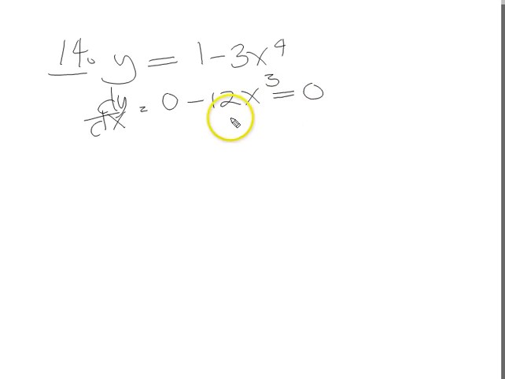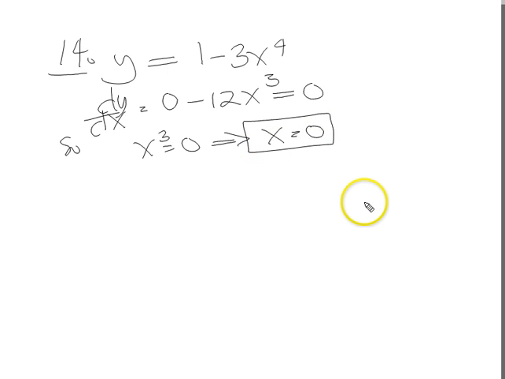So simply speaking, you've got minus 12x cubed, because that's nothing there, equals 0. Divide by minus 12 both sides. So we'll end up with x cubed is 0, won't we? And that implies x is 0. There we go. x equals 0. There's our turning point. So let's get the output then.